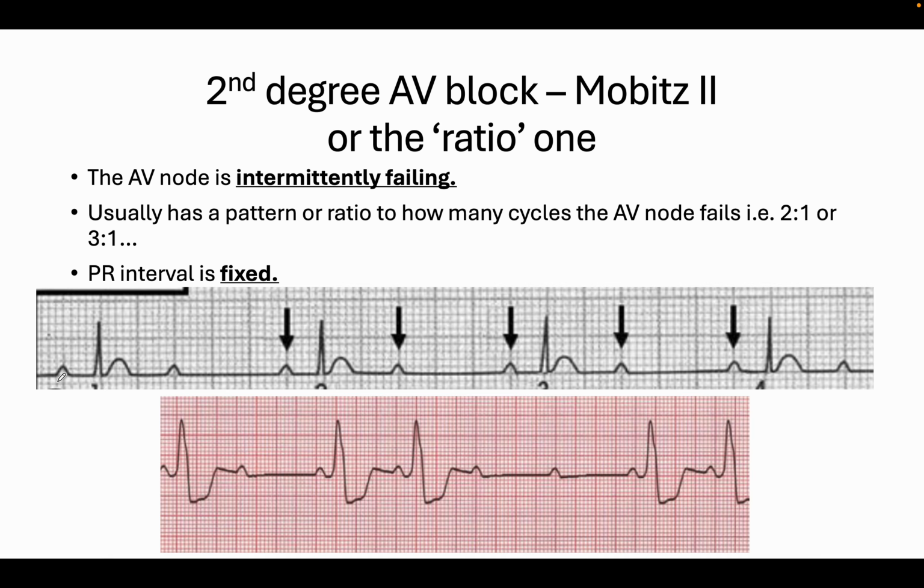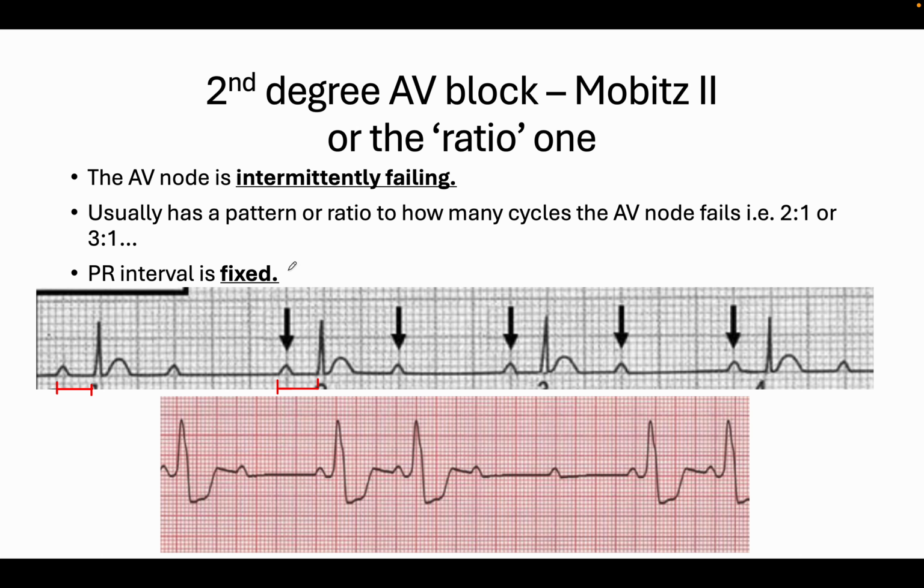So if you use this example here, we've got the PR interval here, and we can see that it's conducted down, and we get a QRS, but then this next beat didn't conduct, so we get a dropped beat. And then this next P wave, we can get the PR interval again, conducts down successfully, and then the next one doesn't conduct, and the next one conducts, and the next one doesn't conduct. So there's intermittent failure. This PR interval, if you were to measure it out, doesn't vary from beat to beat.